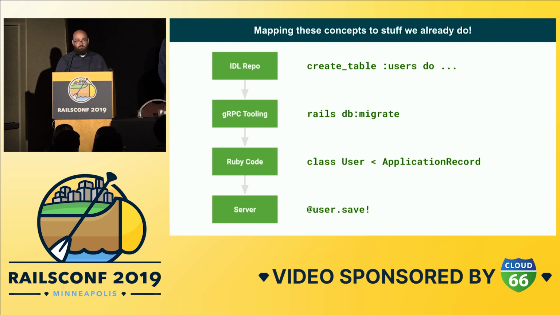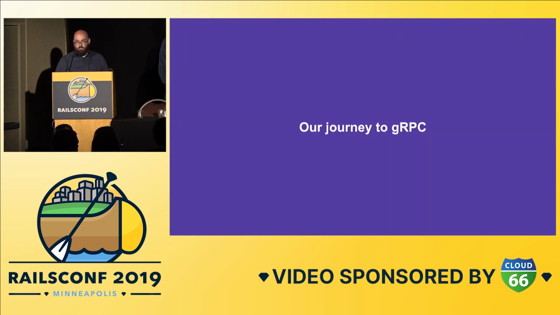And in reality, Active Record is abstractly RPC under the hood. You're making a call to a different service to do something, and you're getting back a response. In this case, true, or maybe a validation exception or something. So our journey to gRPC.